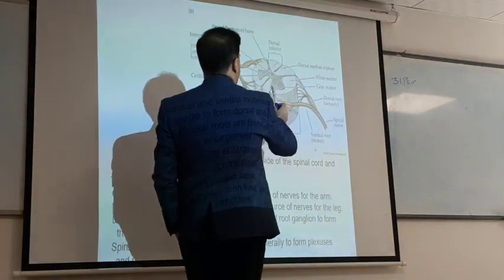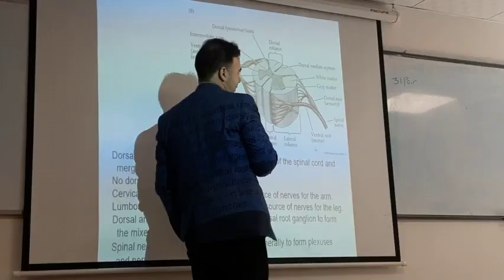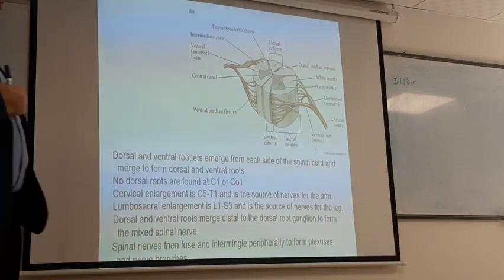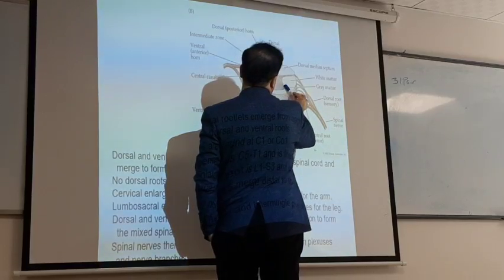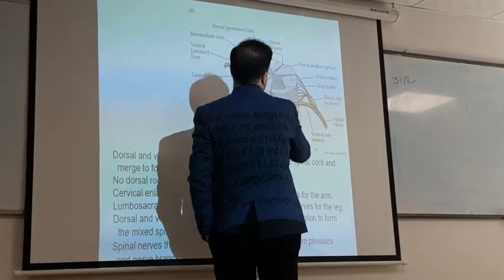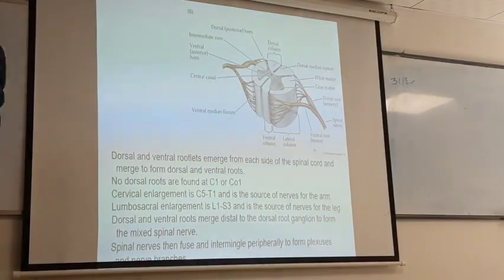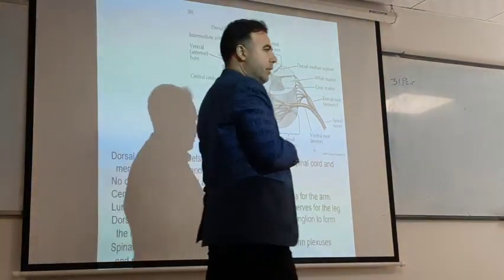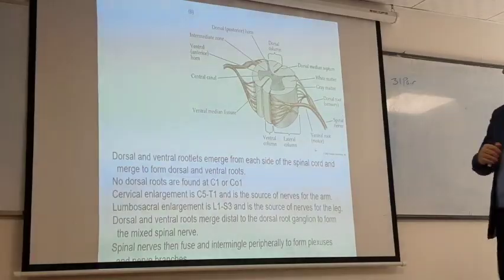And this axon, perikaryon and dendrite, are in the gray matter. Gray matter has two sections. One, anterior horn, and posterior horn. Anterior horn, motor. Posterior horn, sensory. And this is named root.